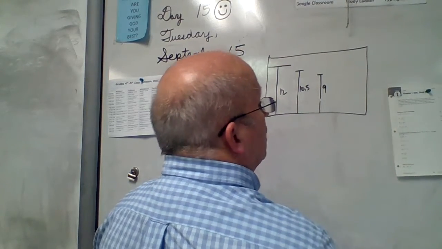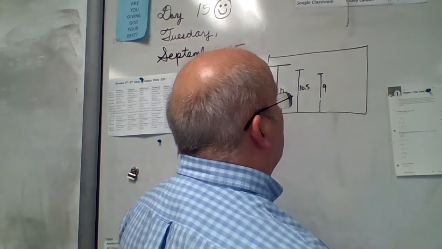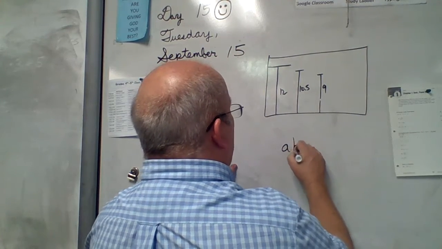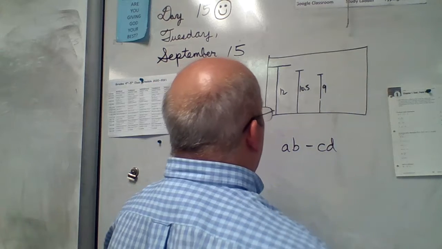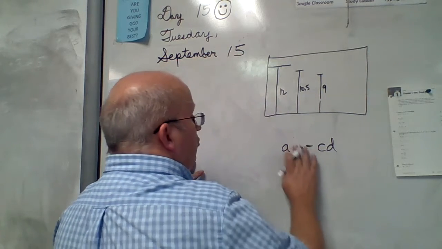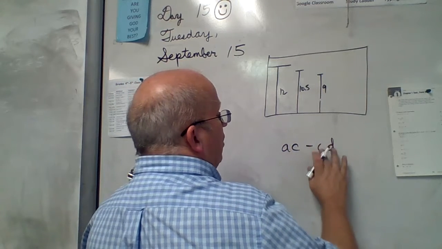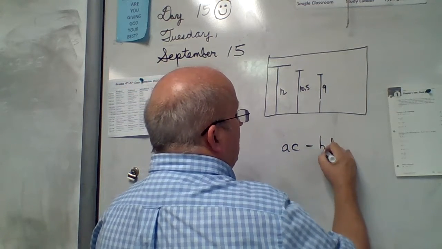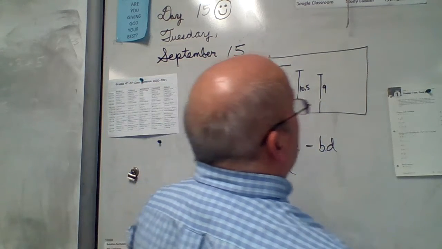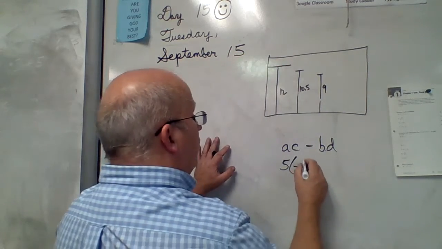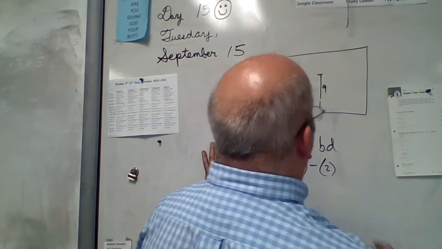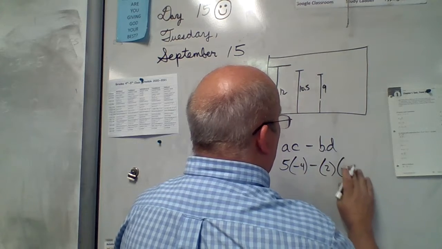How about the next section? 6 through 11. Again, order of operations problems. Let's try one that looks like this. A times B minus C times D. But I'm going to change it a little bit. I'm going to make it A times C subtract B times D. Well, looking at the problem, I've got 5 times a C value of -4, and a B value of 2 and a D value of -2.